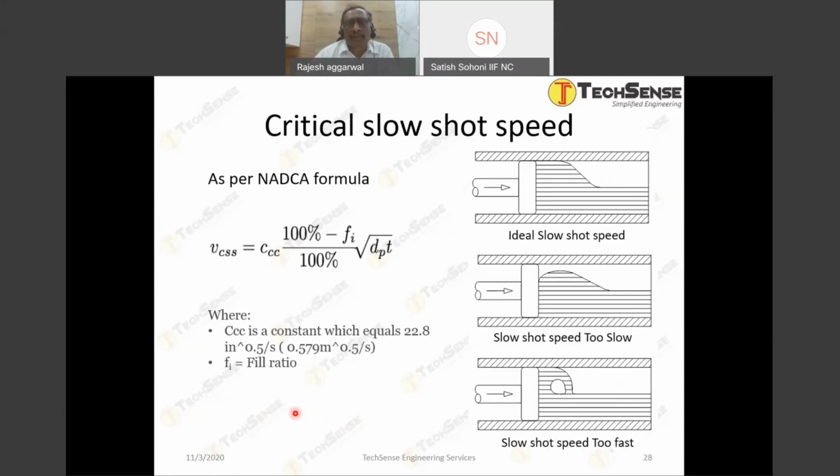So for the critical slow shot speed, Nakata defines a certain formula based on the fill ratio and the plunger tip diameter. The dP is the plunger tip diameter, Fi is the fill ratio, right? This formula basically gives us a tentative indication of the critical slow shot speed. What we are trying to say is that the air should not be entrapped when the metal is moving towards the gate, because this air entrapped over here will not go anywhere. It will go and sit inside the casting only. So it is very, very crucial.